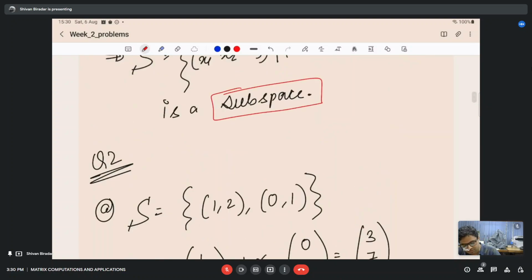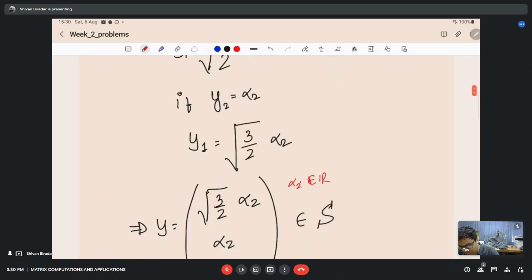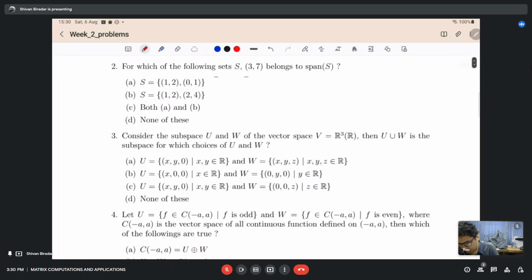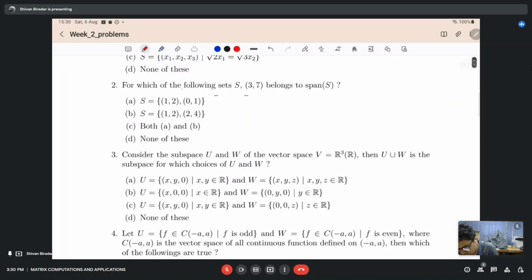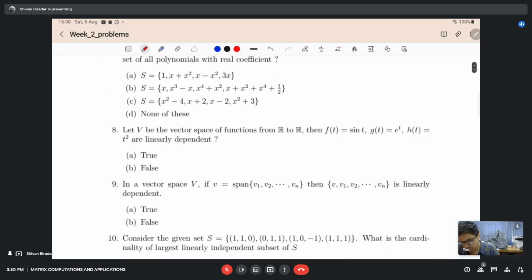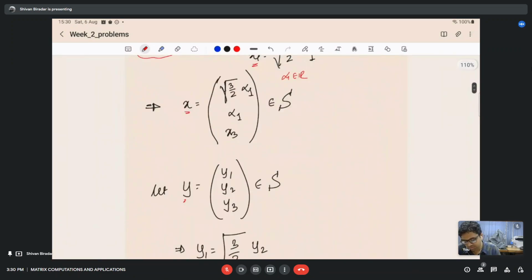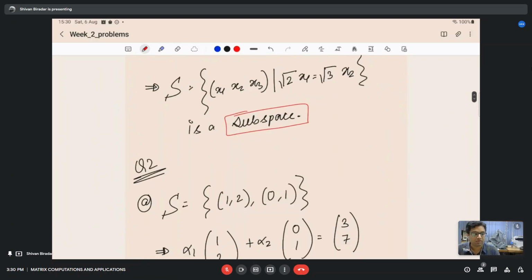So I hope you understood what is the meaning of subspace now, and how we can solve the problems regarding that. Again, a very simple question: for which of the following sets S, these are sets S, does the vector 3, 7 belong to the span of S? We have to find whether 3, 7 belongs to this set or this set or both. It can be solved by trial and error, but what is the definitive way of solving that? That is important.